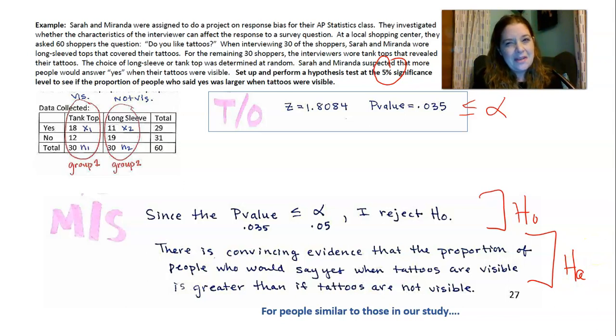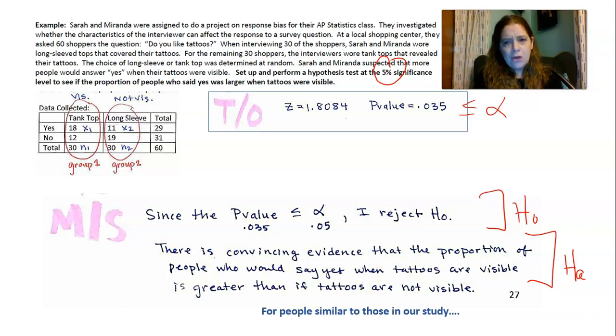But there's one other thing that's not in my notes that you really need to add here. This is an experiment, which means we're allowed to say cause and effect. We think it was the shirts that made a difference in the way people responded. We think that this evidence is strong enough that these shirts caused people to answer differently. When they had their tattoos visible, we think that treatment caused more people to say yes.